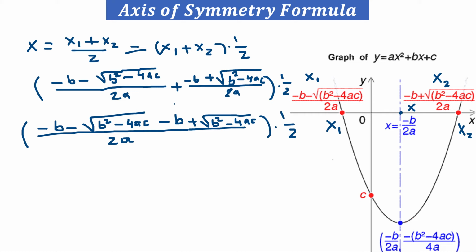But now in this case, we can simplify. We are looking at which are like terms. Minus b and minus b is minus 2b. The minus square root of b squared minus 4ac and the plus square root of b squared minus 4ac are like terms, so we can cancel them. What remains here is minus 2b divided by 2a.